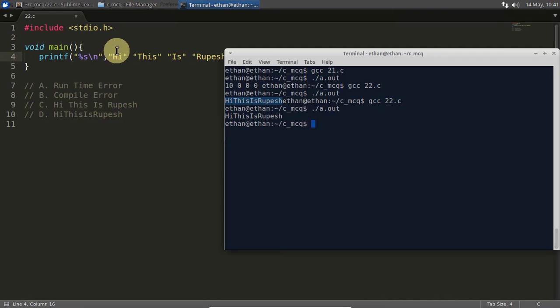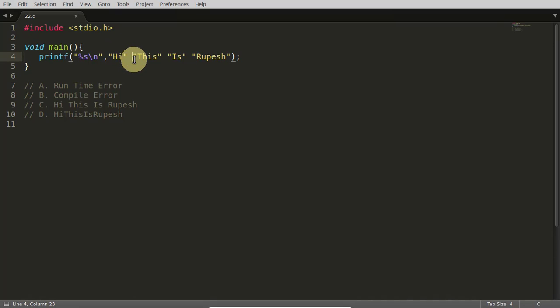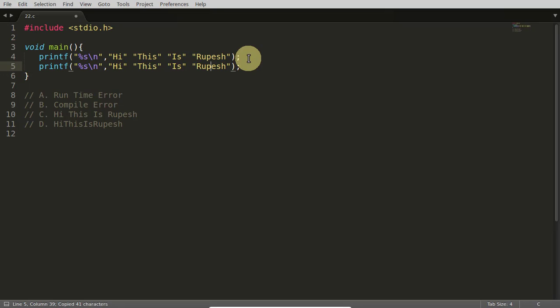So what you understood from this is there is no difference between writing it like this or writing it something like this. You just remove all of this. There is no difference between these two.